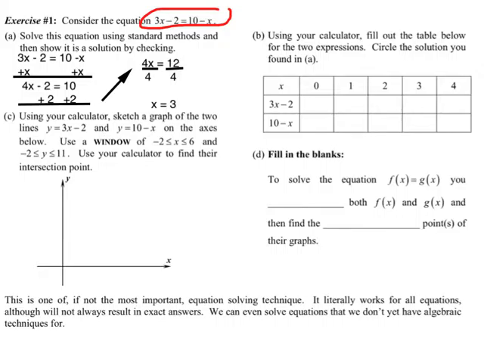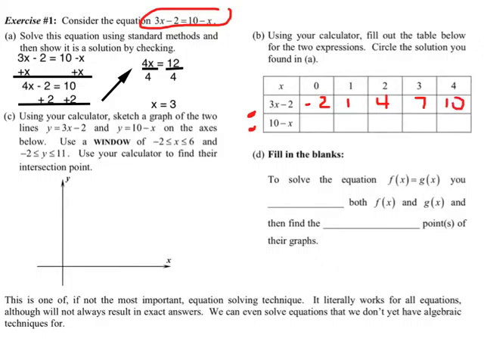Now in part B, they want us to fill out the table. So if I go to the table here, you're supposed to take this one right here and this one and plug it in. So if I plug in 0 first into this one right here, I get 3 times 0, which is 0, minus 2, so I get a negative 2 right in that spot. If I plug in 1, I get 3 times 1. You guys know that's 3. 3 minus 2 is equal to 1. If I plug in 2, 3 times 2 is 6, minus 2 is 4. I plug in 3, 3 times 3 is 9, minus 2 is 7. And 3 times 4 is 12, minus 2 is 10.